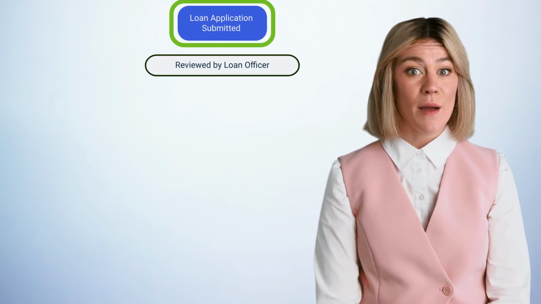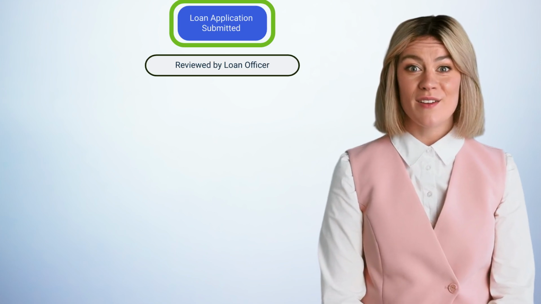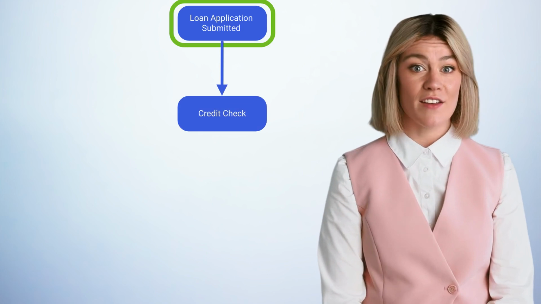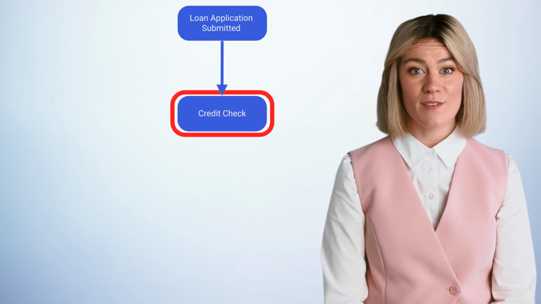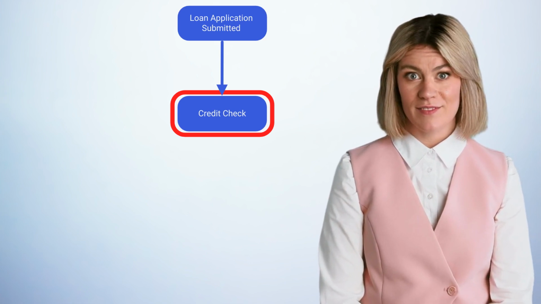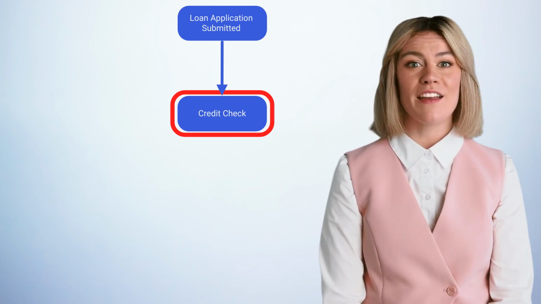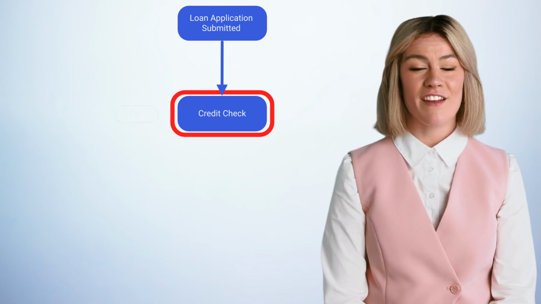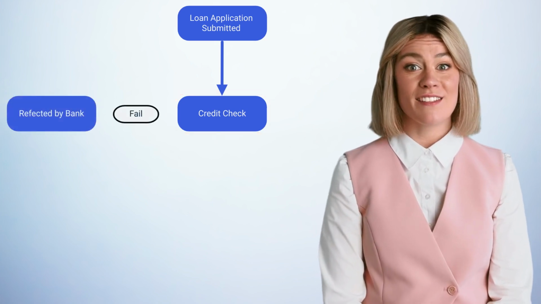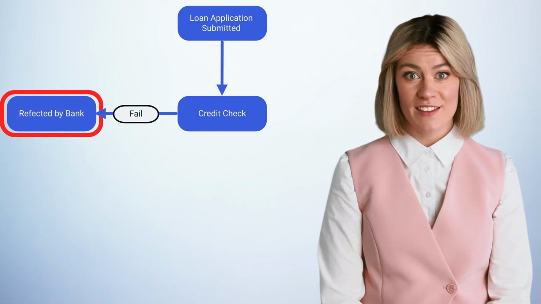Whilst that review is pending, the state would be loan application submitted. When the review is complete, a credit check is requested and the state will change to credit check. Remember, the state will only have one value. The credit check will eventually complete and the result will impact the next state. If the credit check fails, then the next state will be rejected by bank. This is a final state.